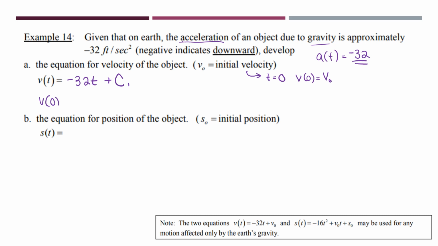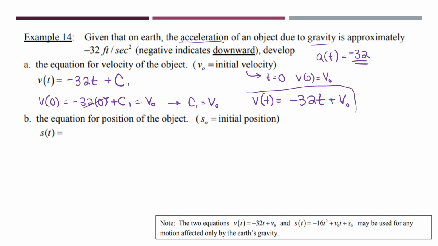We'd say, okay, our initial velocity: negative 32 times 0 plus C1 equals V0. And then of course our 32 times 0 would just cancel out, and we're left with that our constant is this other variable, our initial velocity V0. So when we're writing this, we say V of t equals negative 32t plus that V sub 0 variable that we're given.